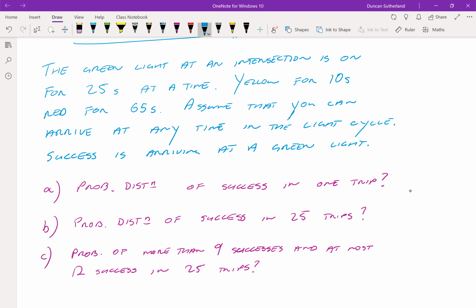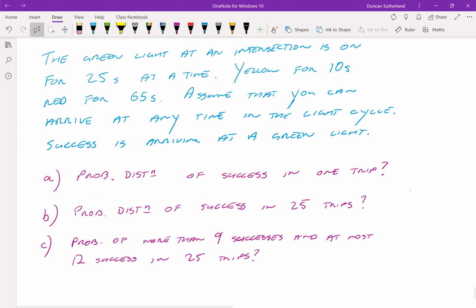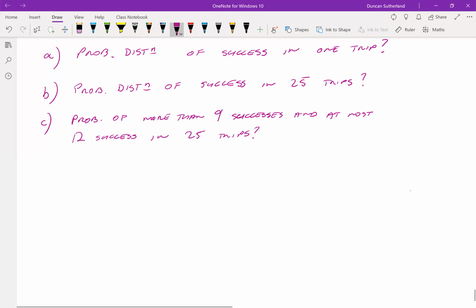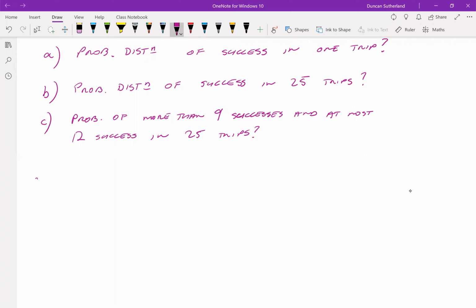Right, so A, we're asked for the probability distribution of success, when success is arriving at a green light, in one trip. So we drive to the shops or whatever, and we drive through the light, and what's the probability that the light at the intersection is green? So this one's fairly straightforward. It's favorable outcomes over total outcomes, right? So favorable.